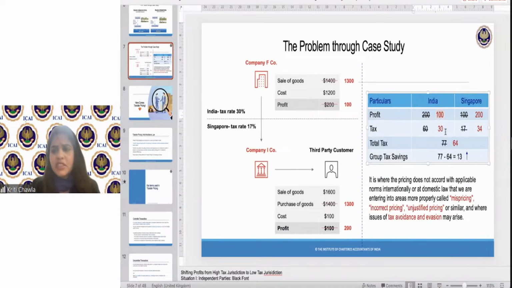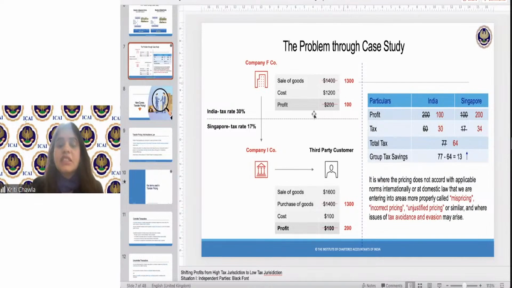The tax rate remains the same, which is 30%. So the tax is $30 in India. Now what happens is they sell it to the Singapore entity. The purchase price for the Singapore entity becomes $1,300. The sale of goods is at $1,600. And the cost remains the same for company I, which is the Singapore company, which is $100.